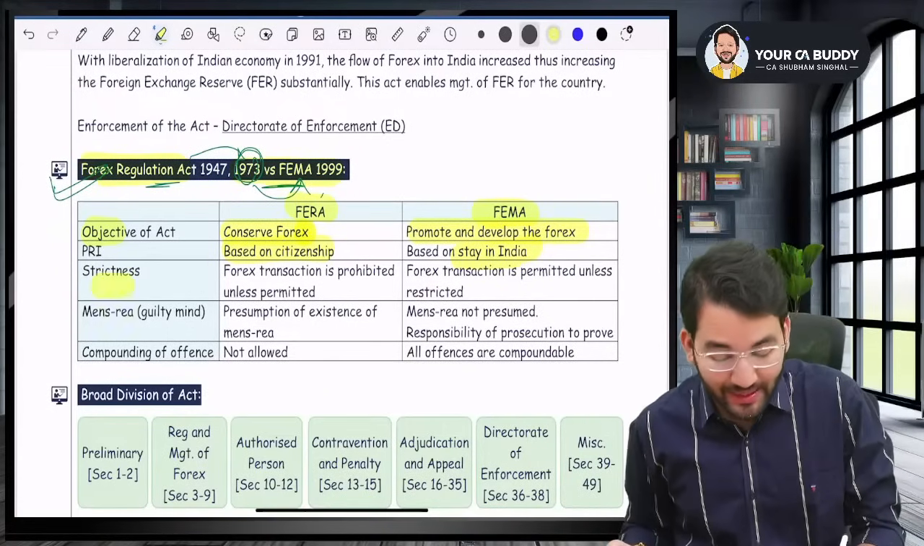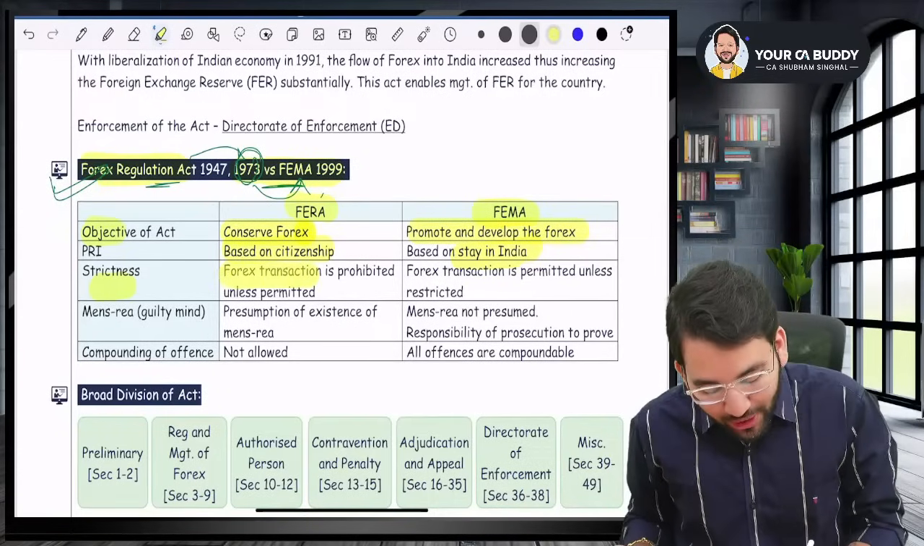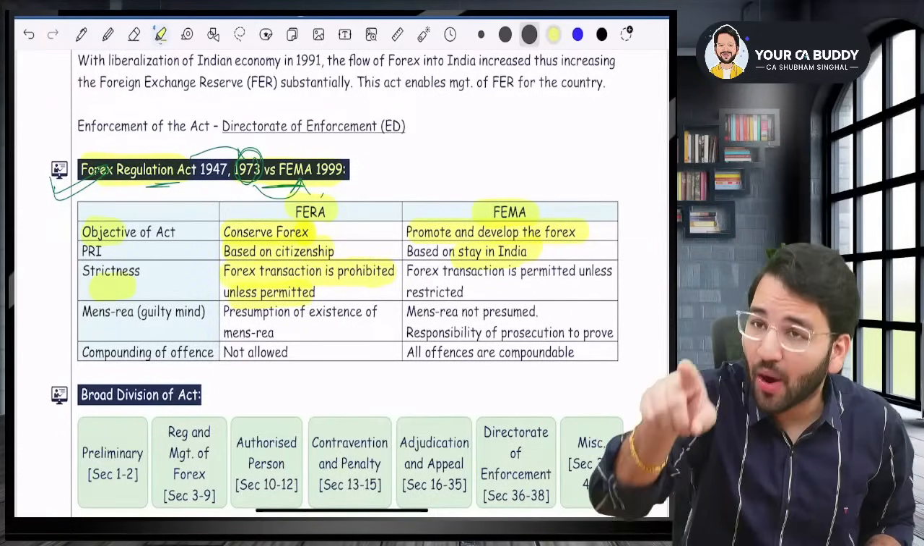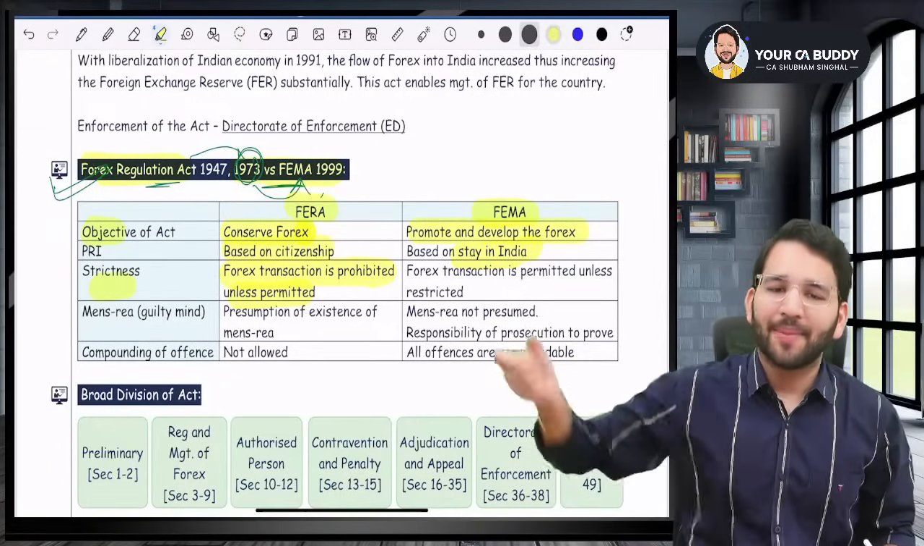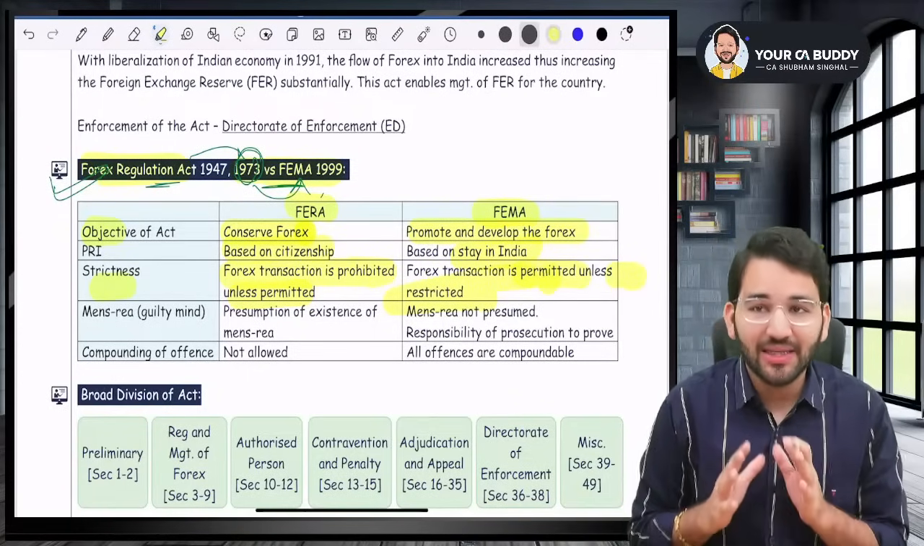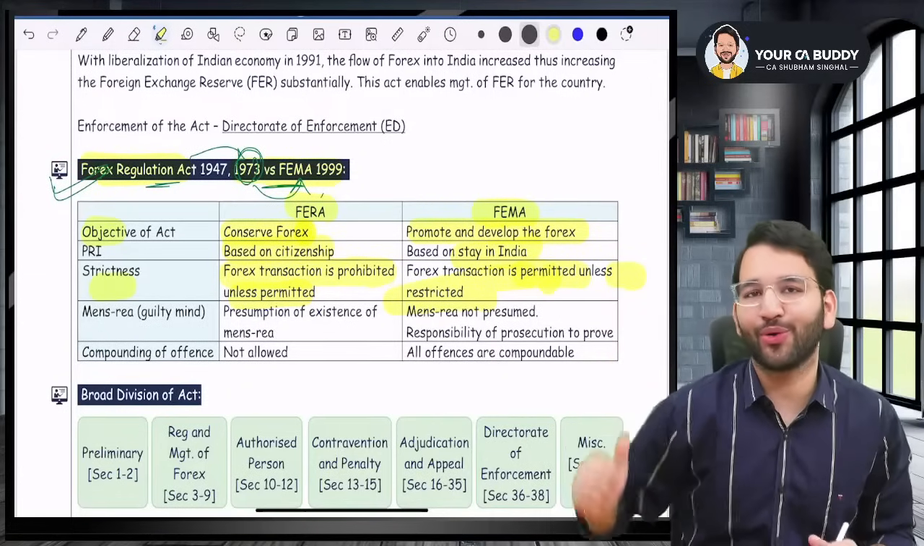Number three, strictness, please understand. FERA is the earlier regulation. Foreign exchange transaction is prohibited unless permitted. That is, unless we allow you to do it, everything is no. But in FEMA, forex transaction is permitted unless restricted. Unless we stop you from doing that, everything is allowed. So we changed our mentality altogether.